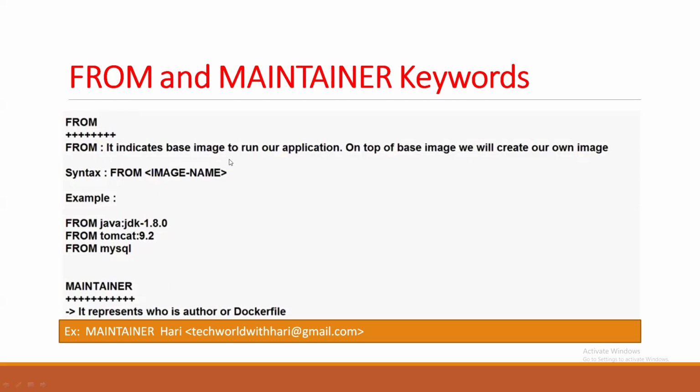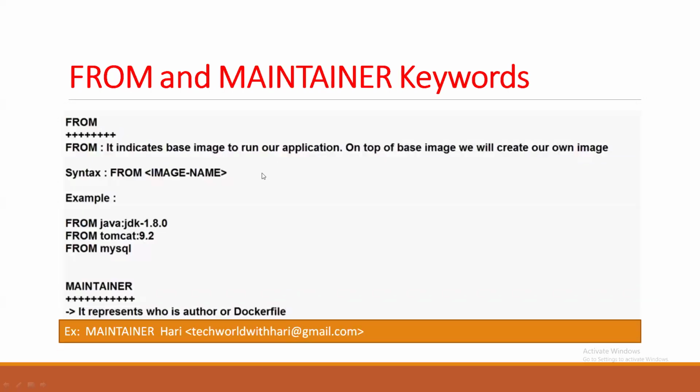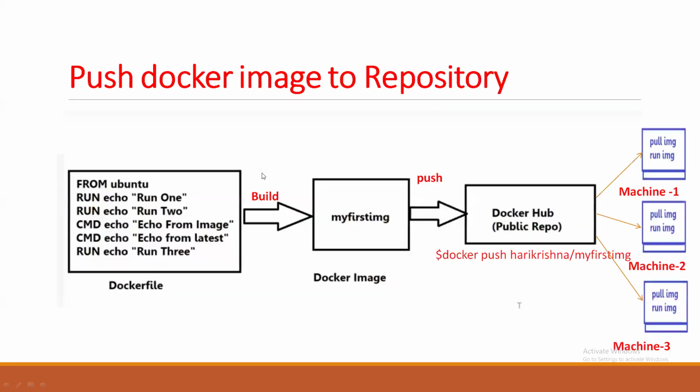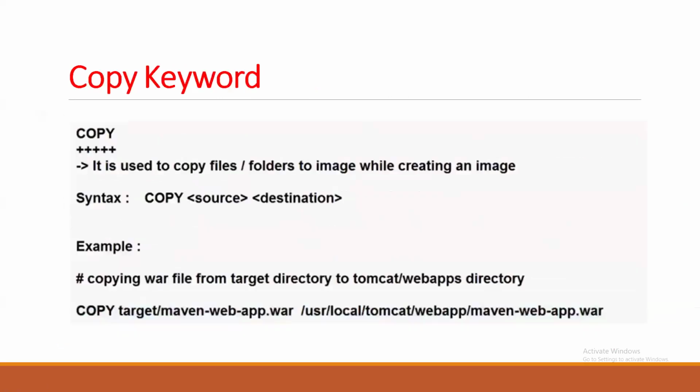So FROM indicates the base image to run our application. On top of the base image, we will create our own image. You understood? Every Docker file starts with the FROM keyword. Guys, understood? Yeah. So what is the COPY keyword?